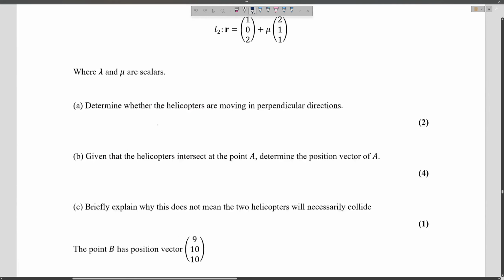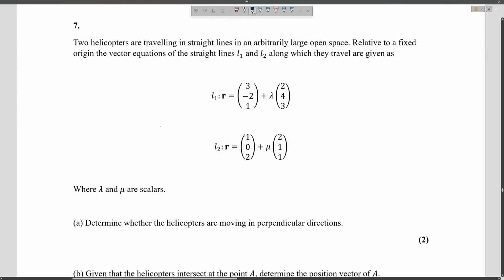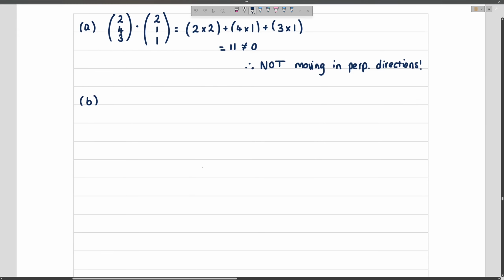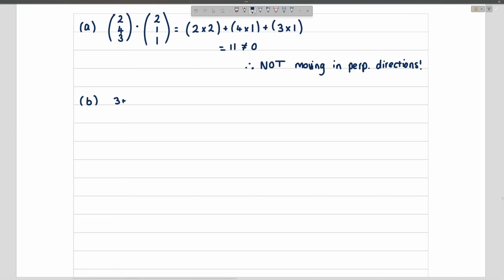Well, what we want to do is form a system of equations. For L1 we have 3 plus 2 lambda, minus 2 plus 4 lambda, and 1 plus 3 lambda. And in a similar fashion for the line L2, we have 1 plus 2 mu, 0 plus 1 mu, and then finally 2 plus 1 mu. So what I can do is equate those and form a system of equations. Like we said, we get 3 plus 2 lambda is equal to 1 plus 2 mu.